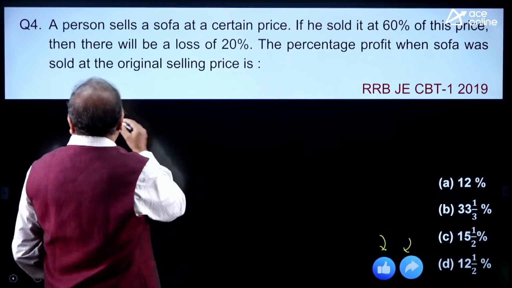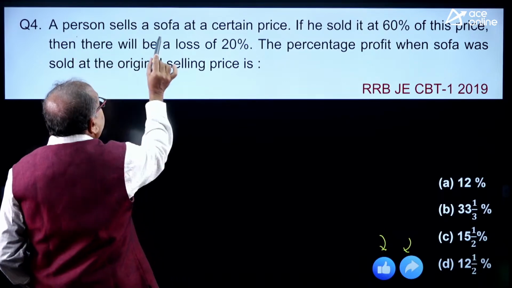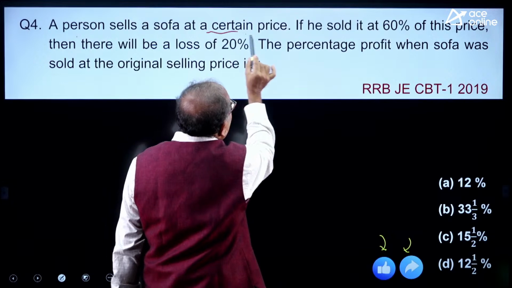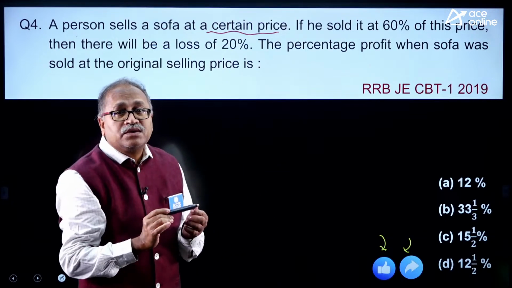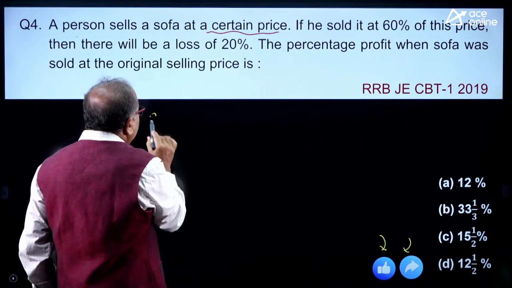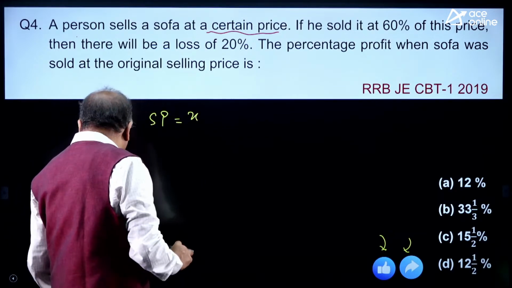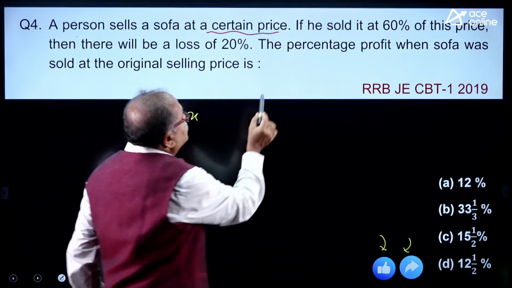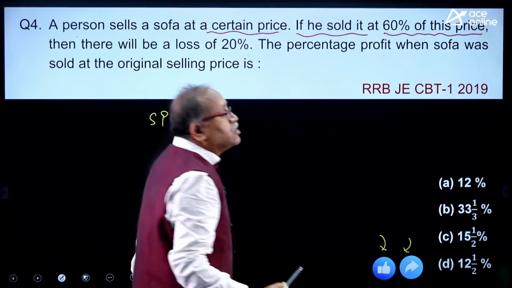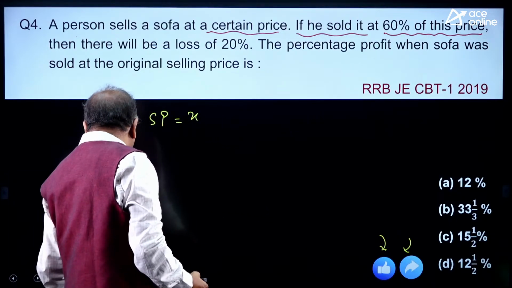So, what is this question, my dear friends? Let us move on to read the question. A person sells a sofa set at a certain price. I do not know at what price. He sells a sofa set at a certain price, so I may consider that SP is equal to X at this price. Now, further it says, if he sold it at 60% of this price, so this is 60% of X.